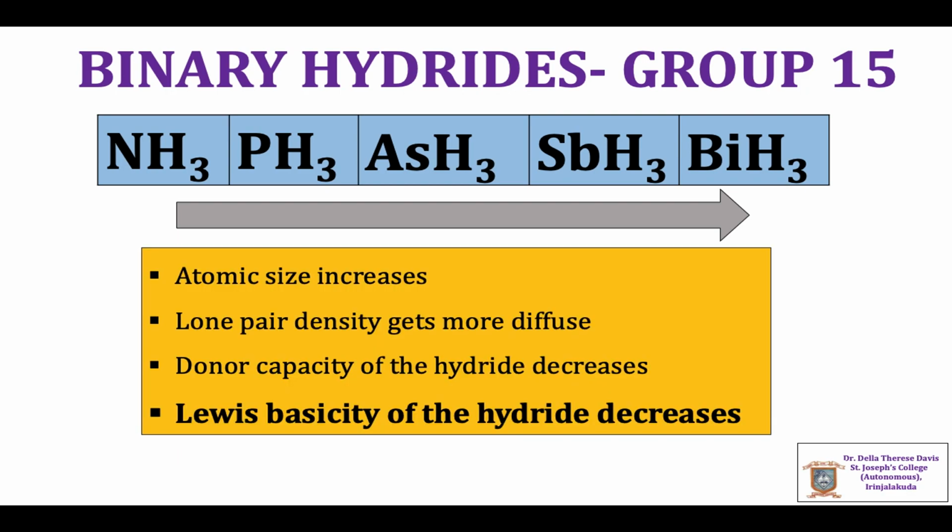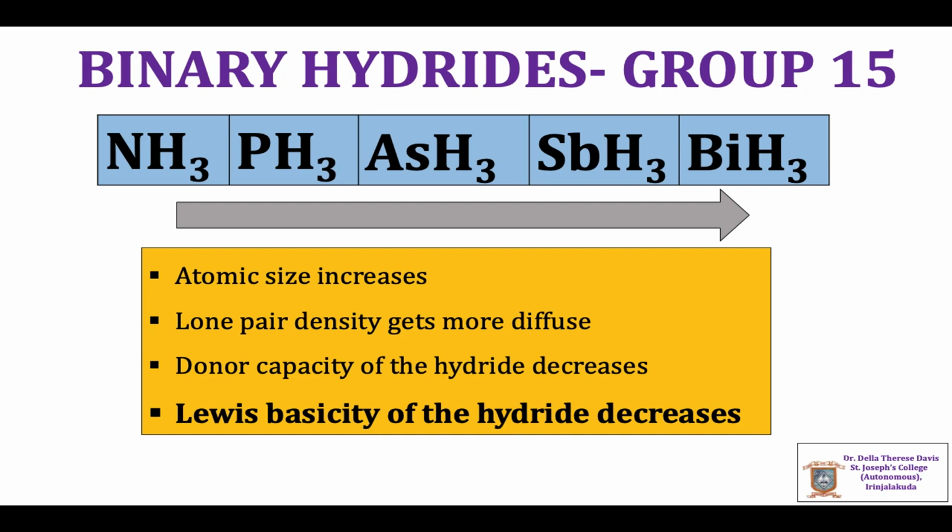As we move down the group from nitrogen to bismuth, the atomic size increases. As the atomic size increases, the lone pair of electrons on the central atom gets more diffused. This causes a decrease in the donor capacity of the hydride. As the donor capacity of the hydride decreases, the basicity decreases.